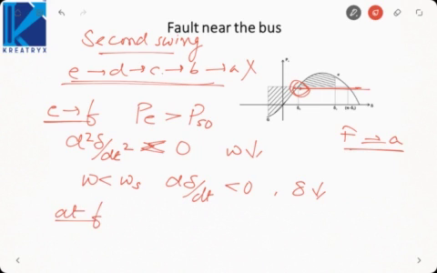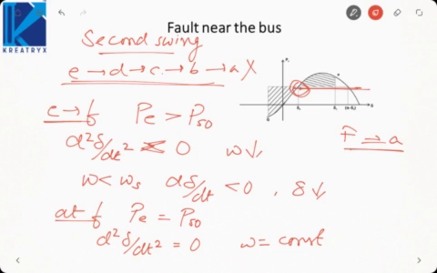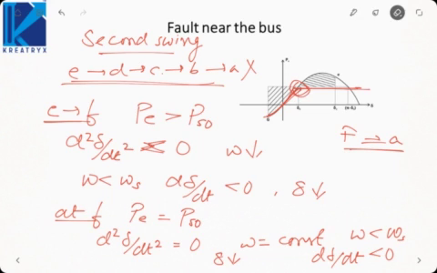At point F, what happens? Electrical power becomes equal to PS naught. So d square delta by dt square becomes equal to 0. Speed becomes constant. But since speed was continuously decreasing from E to F, this speed is still less than synchronous speed, due to which d delta by dt is lesser than 0, delta will further reduce. That is, again we will go beyond the point F. Now while we are going, we will go from F to G.